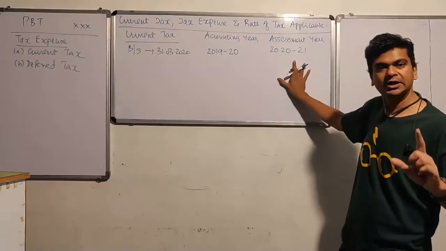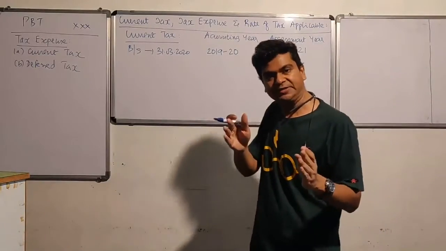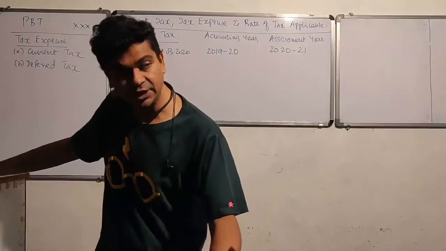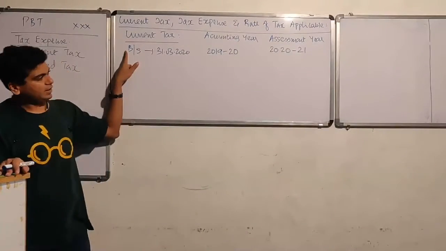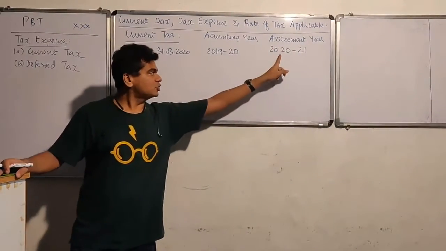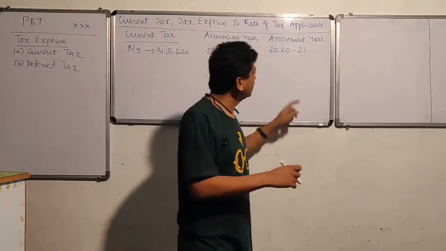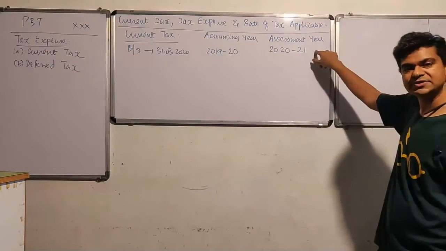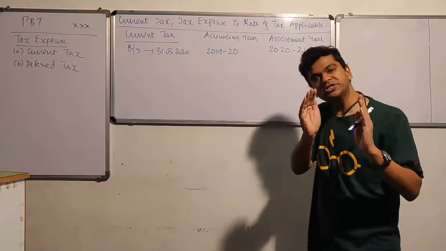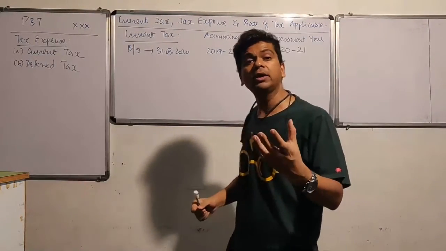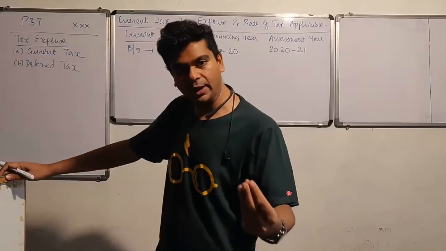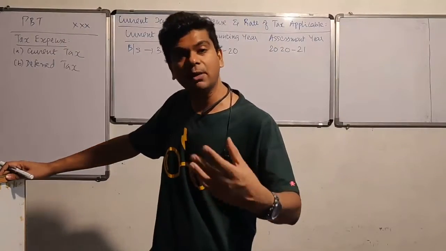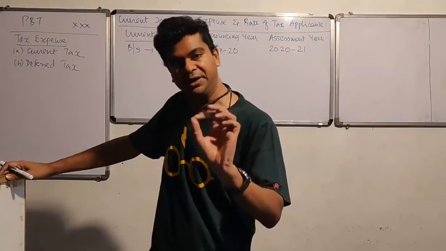So whatever are the tax laws applicable for the assessment year 2020-21, that tax law should be considered for determining the current tax. So what are the incomes which are taxable in this assessment year? What are the expenses for which deductions will be available in this assessment year? Based on those tax laws, find out what is the taxable income. And on that taxable income, how much tax is payable? That is your current tax.